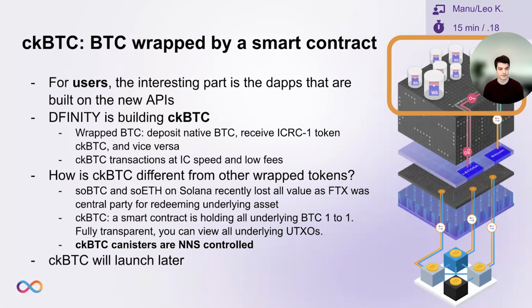And we do this because canisters can hold native Bitcoin, but of course, native Bitcoin is still quite slow and expensive. CKBTCs will be running on the internet computer, so they run at the IC speed and have low fees.